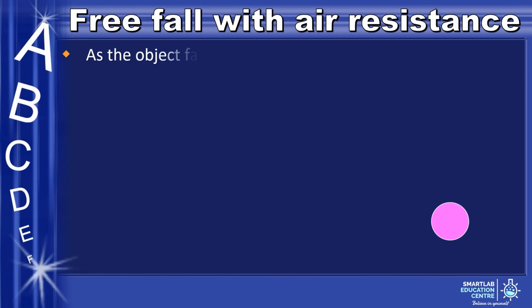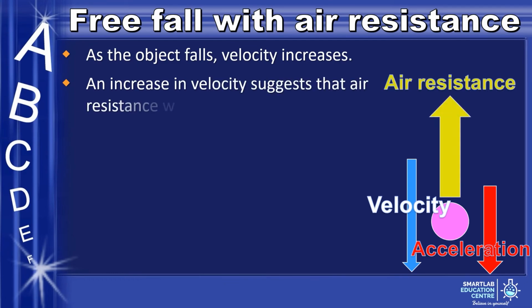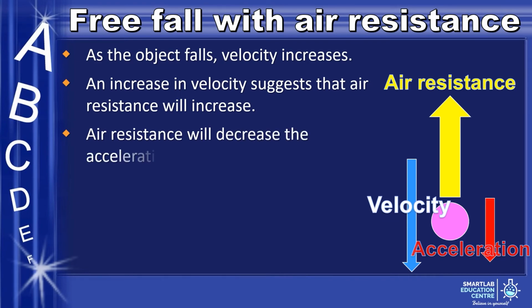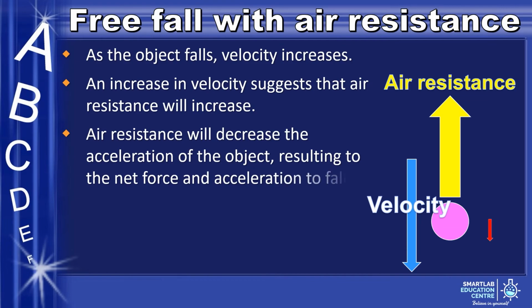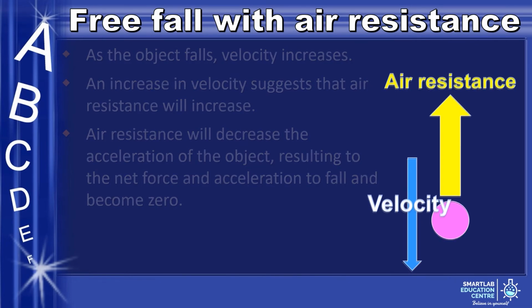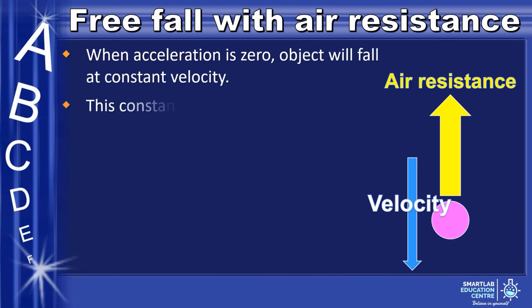As the object falls, velocity increases. An increase in velocity suggests that air resistance will increase. Air resistance will decrease the acceleration of the object, resulting in the net force and acceleration falling and becoming 0. When acceleration is 0, the object will fall at constant velocity. This constant velocity is known as terminal velocity.